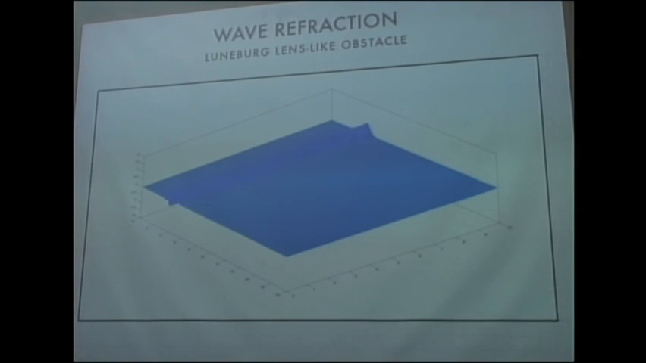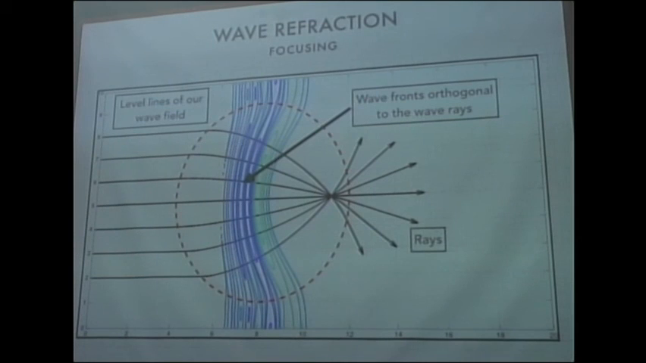So we have a plane wave coming this way. And here there is some sort of circular obstacle, a mountain. This is a plot of the level lines. The wave started here, moves in this direction, and the red circle is where the obstacle is.